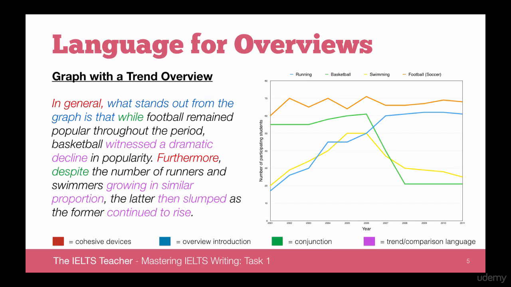Here's another way that we can write it. Again, we're just looking at the key as we go through. In general, what stands out from the graph is that while football remained popular throughout the period, basketball witnessed a dramatic decline in popularity. Furthermore, despite the number of runners and swimmers growing in similar proportion, the latter then slumped as the former continued to rise.